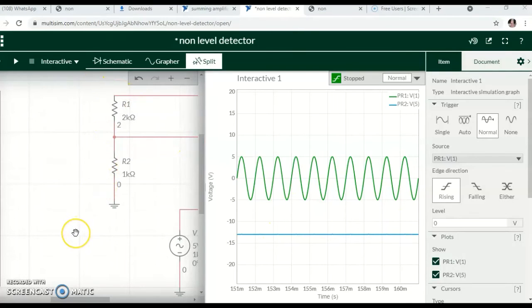After that, I change R1 into 1 kilo ohm. After I change R1 to 1 kilo ohm, the waveform is the same as the previous one because Vin is lower than Vref, so Vout remains at the negative maximum.